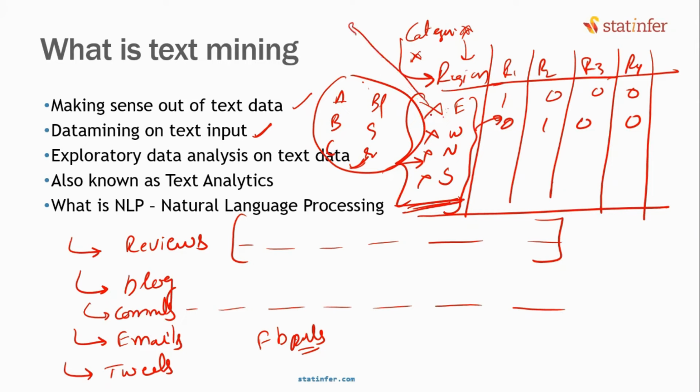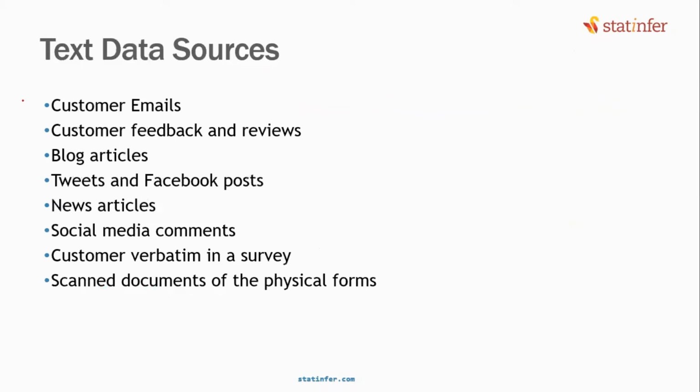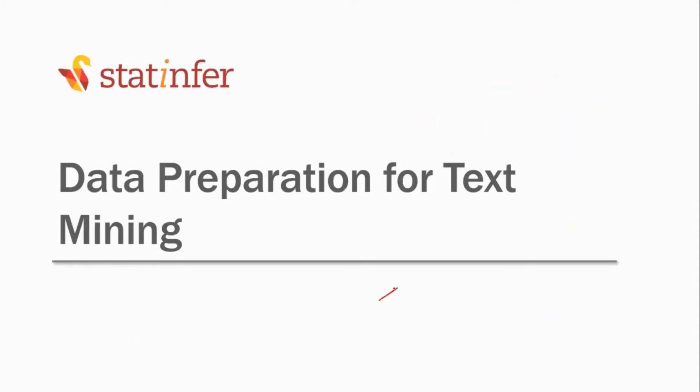Let us recap once again what kind of treatment you can do. You can do two things, either one hot encoding or label encoding. Feature engineering can be done on it. I'm talking about these types of data: customer emails, customer feedback, blog posts, tweets, Facebook posts, news articles, social media comments, customer verbatim analysis. Sometimes you scan the documents and then try to get the text out of them. This is the text sources data that I'm talking about.